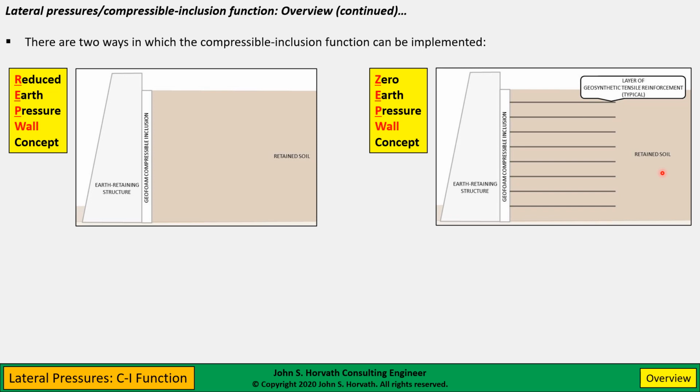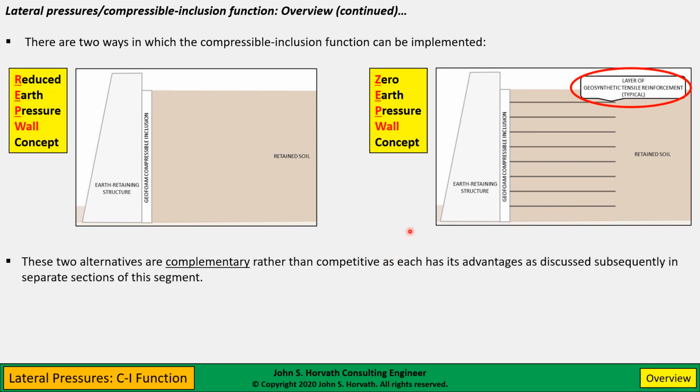We also have what I call the zero earth pressure or ZEP wall concept. The difference is that in addition to the compressible inclusion, we include multiple layers of geosynthetic tensile reinforcement in a traditional mechanically stabilized earth manner. It's important to understand these two alternatives, the REP wall and the ZEP wall, they are complementary. They're not competitive. Obviously, the ZEP wall concept builds on the REP wall concept.